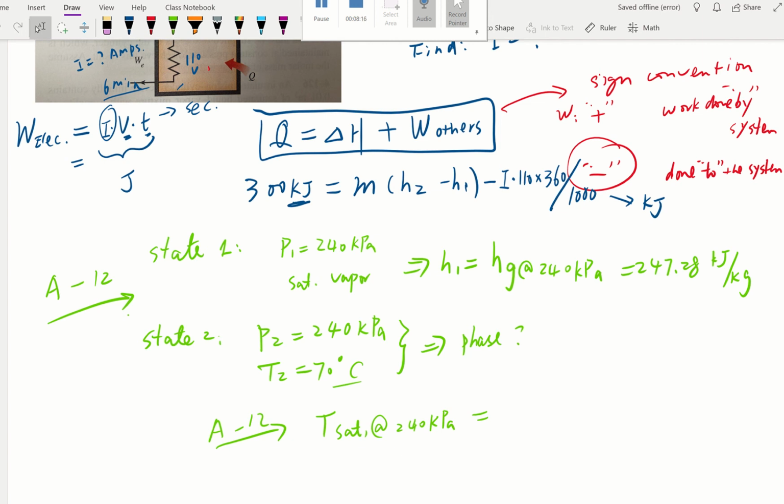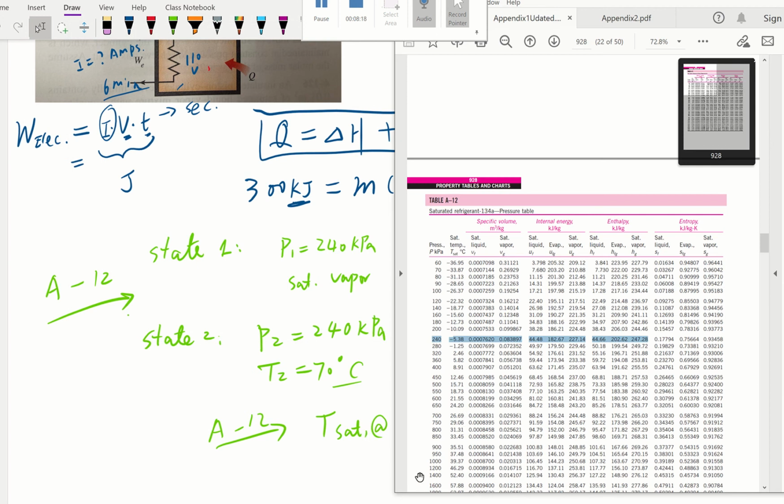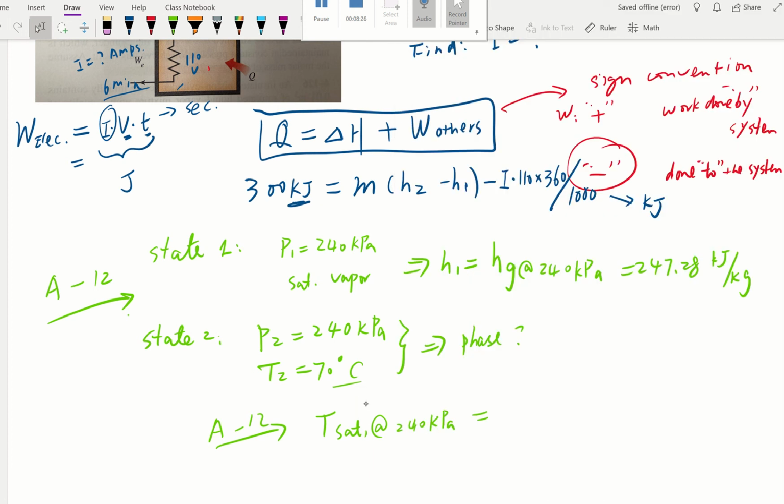Let's see, 240. At 240, what's going to be our saturated temperature? It's negative 5.38 degrees Celsius. And our temperature is 70 degrees, which is greater than Tsat. So what does that mean? Which means this is a superheated vapor.